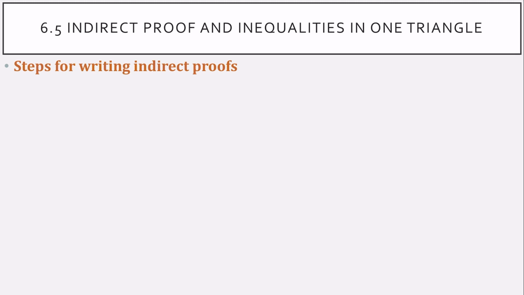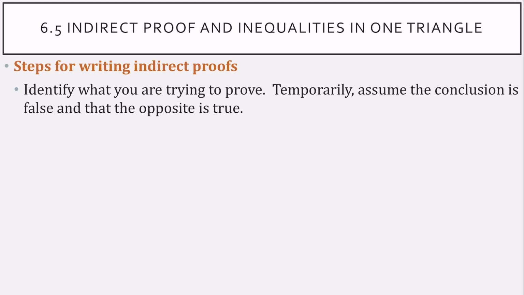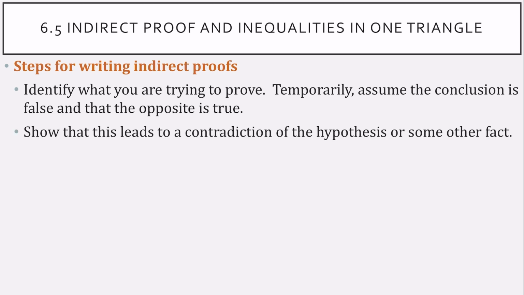So how do we write indirect proofs? Well, you start by identifying what it is you're trying to prove. So you're trying to prove these are congruent. Temporarily assume the conclusion is false and that the opposite is true. So what you would assume then, if you're trying to prove things are congruent, is you do the opposite. They're not congruent.